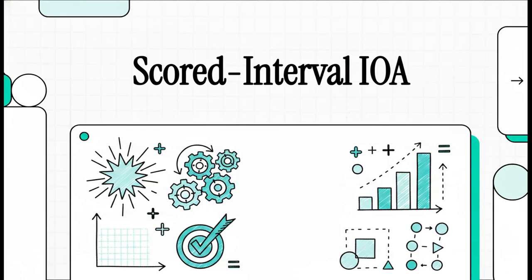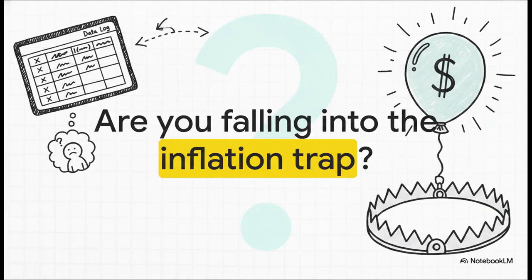Welcome back. Today, we're diving straight into a notoriously high-error calculation on the 6th edition exam: Scored-Interval Interobserver Agreement, or IOA. Our goal for this explainer? To give you absolute precision so you can tackle this math with total, undeniable confidence. Okay, let's dive into this.